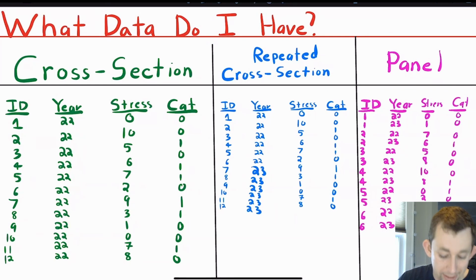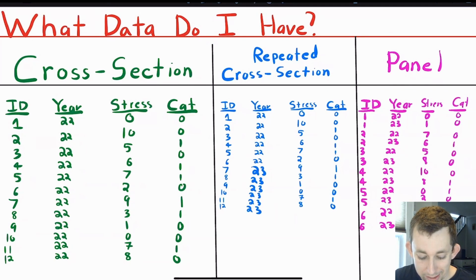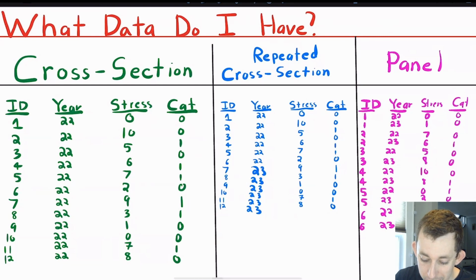In the example that we've been talking about with your stress level and whether or not you have a cat, you just see 12 people's stress level and whether or not they had a cat in the year 2022. If you had a repeated cross-section, then maybe you survey 6 people in 2022 and you survey 6 other people in 2023. And each time you survey someone, you ask their stress level and whether or not they own a cat. Panel data is where you follow people over the course of those 2 years. So you follow person 1 in 2022 and 2023, follow person 2, 3, 4, 5, and 6. So you have multiple observations for the same person over time.